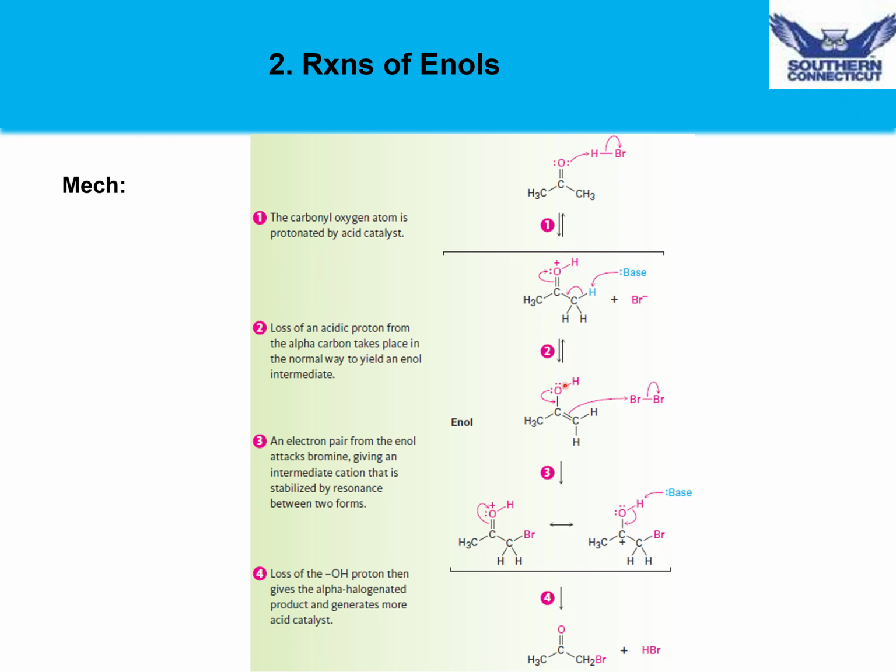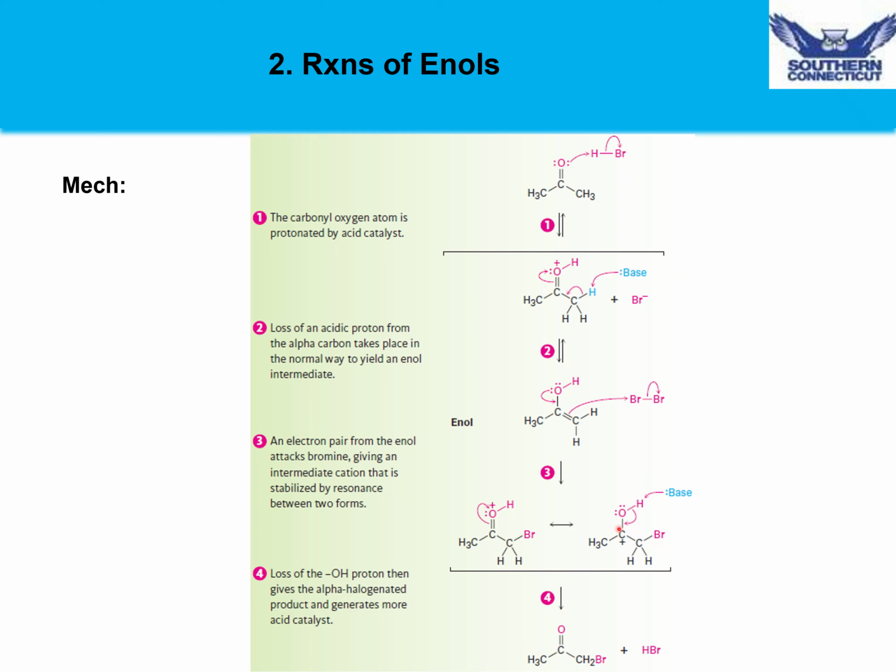Notice that these first two steps are essentially the conversion of a keto tautomer into an enol tautomer. The enol tautomer will then react with Br2, where a substitution occurs now at the alpha carbon.